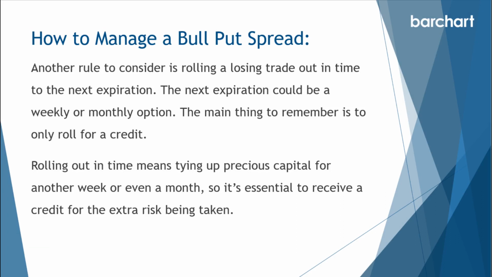Another rule to consider is rolling a losing trade out in time to the next expiration. The next expiration could be a weekly or a monthly option. The main thing to remember is to only roll for a credit. Rolling out in time means tying up precious capital for another week or even a month. So it's essential to receive a credit for the extra risk being taken for having to be in the trade for a bit longer.